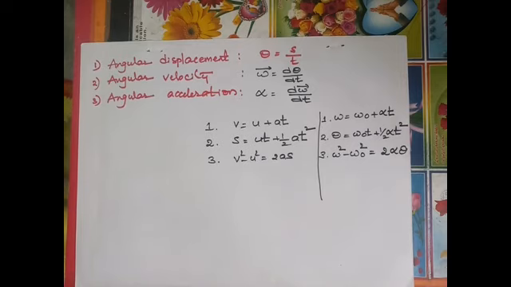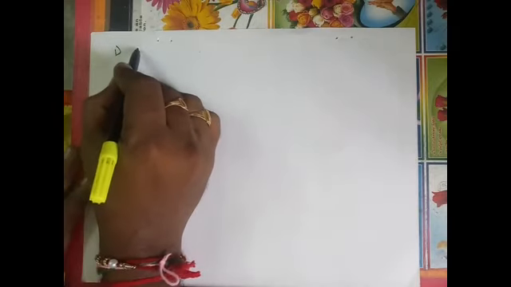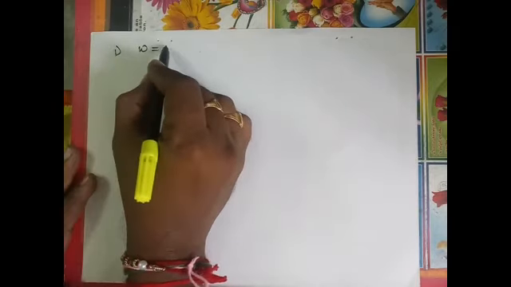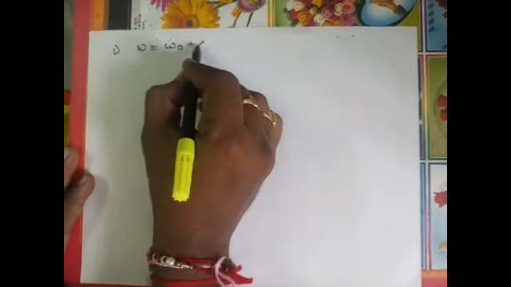Now first we have to prove omega is equal to omega naught plus alpha t. We are going to solve that one. So first we write the angular acceleration formula. Now we are going to prove omega is equal to omega naught plus alpha t. Okay.